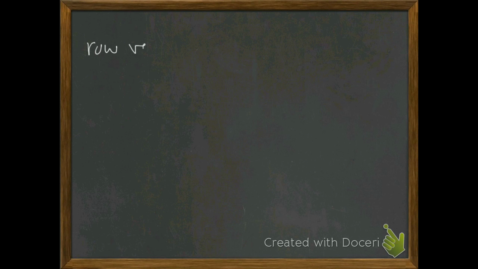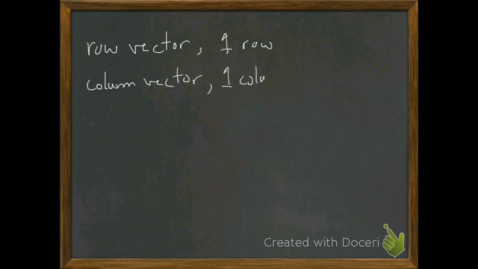Sometimes we're going to run into things called a row vector and a column vector. A row vector has one row. A column vector has one column. So if we have something like 2, 4, 7, this is a 1x3 matrix, so we would call that a row vector with three columns. And if we have a 2, 4, 7 like this, we have a column vector, one column and three rows.